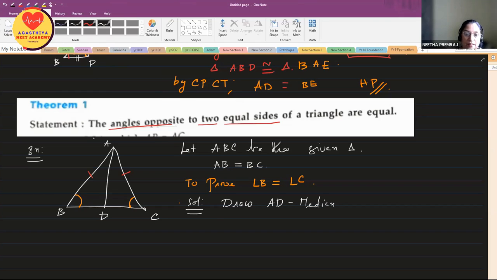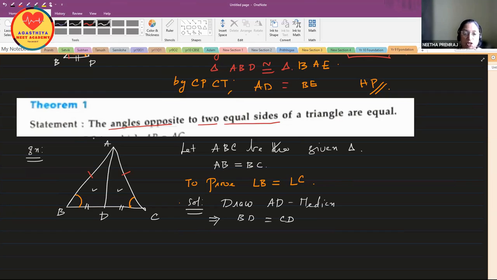Okay, then which implies the symbol. So what does it mean? BD is equal to CD, isn't it? These two measures are equal because the median is a line which joins one vertex to the opposite midpoint, isn't it? Okay, now what we are doing, we are considering these two triangles.